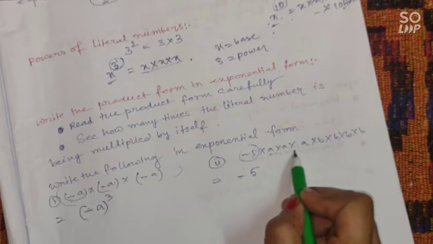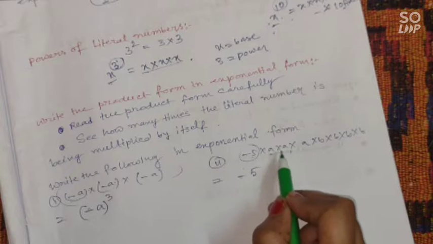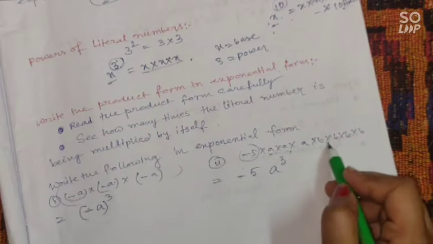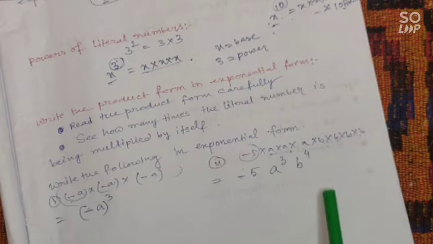Next, a is the literal number or a is the variable, but here a is multiplied 1, 2, 3 times. So a raised to the power 3. Here b is multiplied 1, 2, 3, 4 times. So b raised to the power 4. So this is the exponential form of this product form.